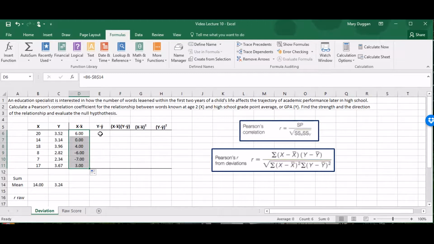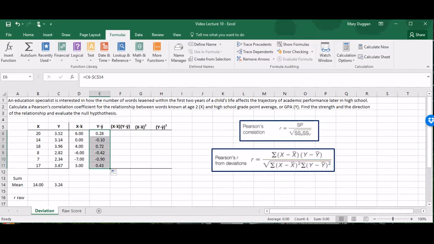And I'll do the same for y, put an equal sign here, select the first score, minus the mean. But again, we have to put the $ sign because I want Excel to always use the mean in this case. All right. And so we have a deviation of 0.28 for the first y score from the mean. I'll drag this down.